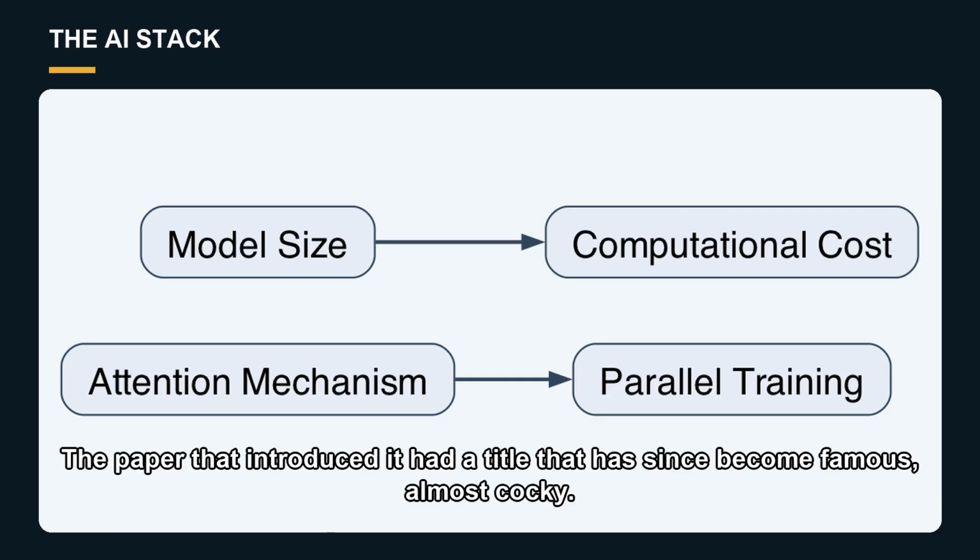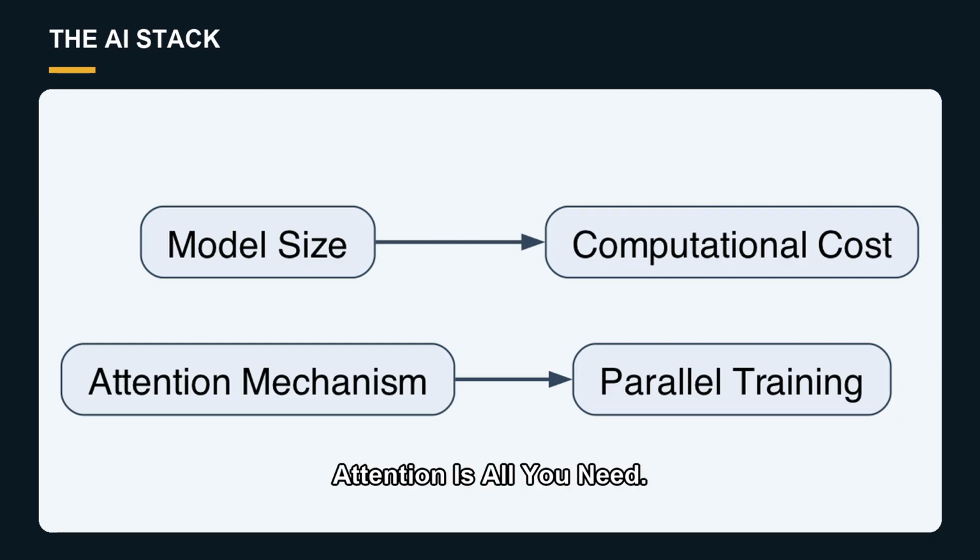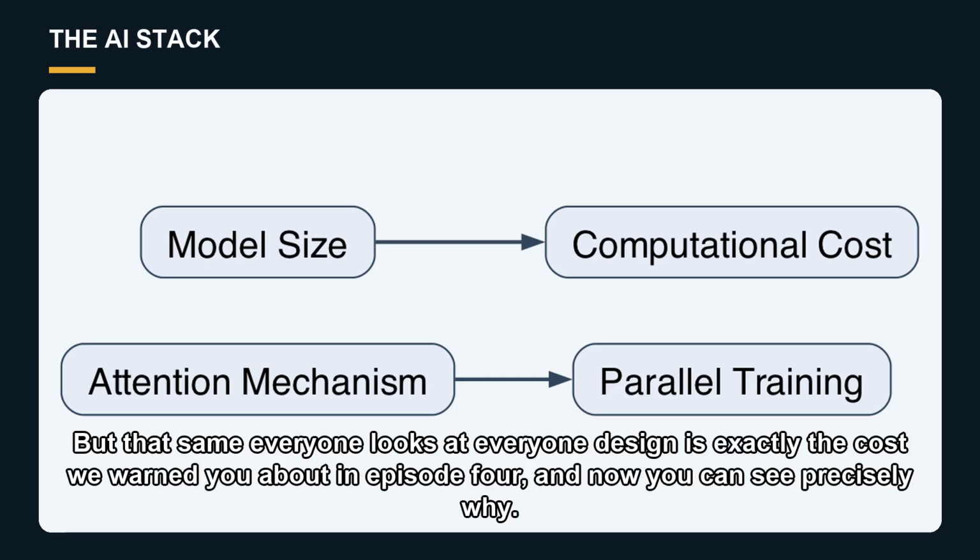The paper that introduced it had a title that has since become famous, almost cocky. Attention is all you need. It turned out they were right. But that same everyone-looks-at-everyone design is exactly the cost we warned you about in Episode 4, and now you can see precisely why.